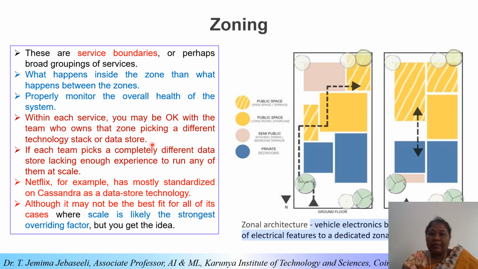If the team picks a completely different data store, lacking enough experience, it can run away. The scaling is also important. At Netflix, there is a standardized data store technology, Cassandra. So you have to find out that with the help of this tool alone, this is supposed to be done.